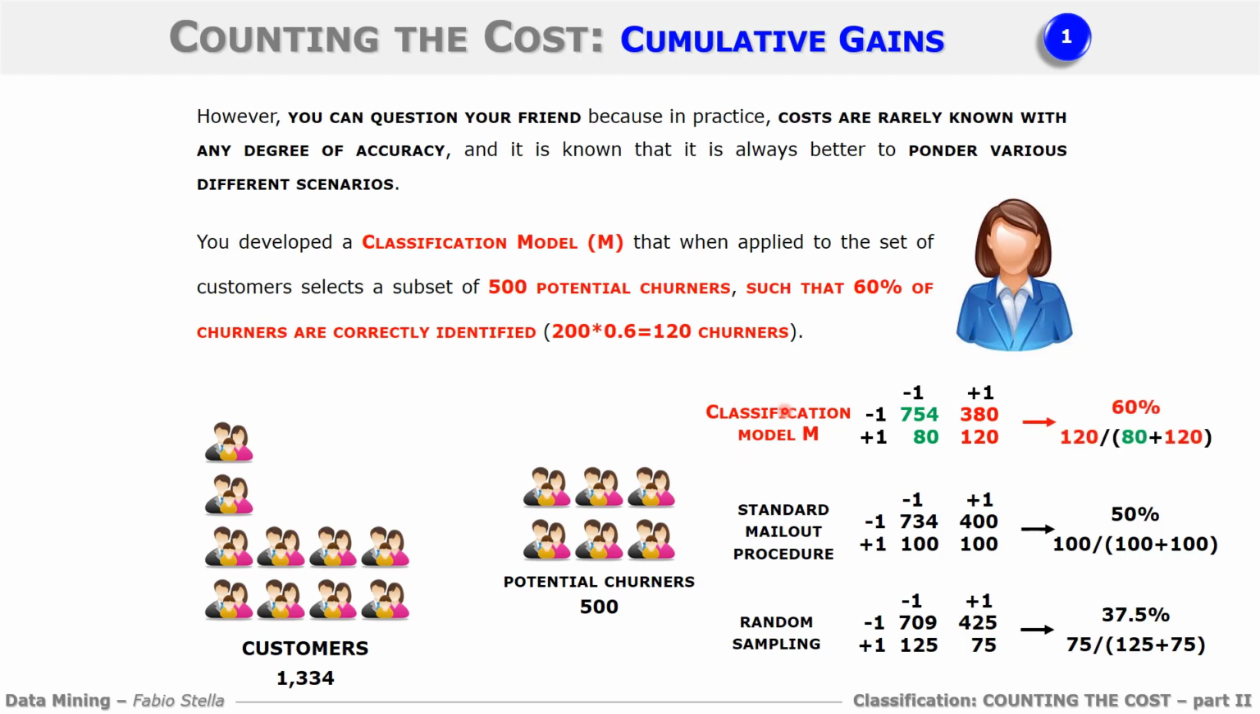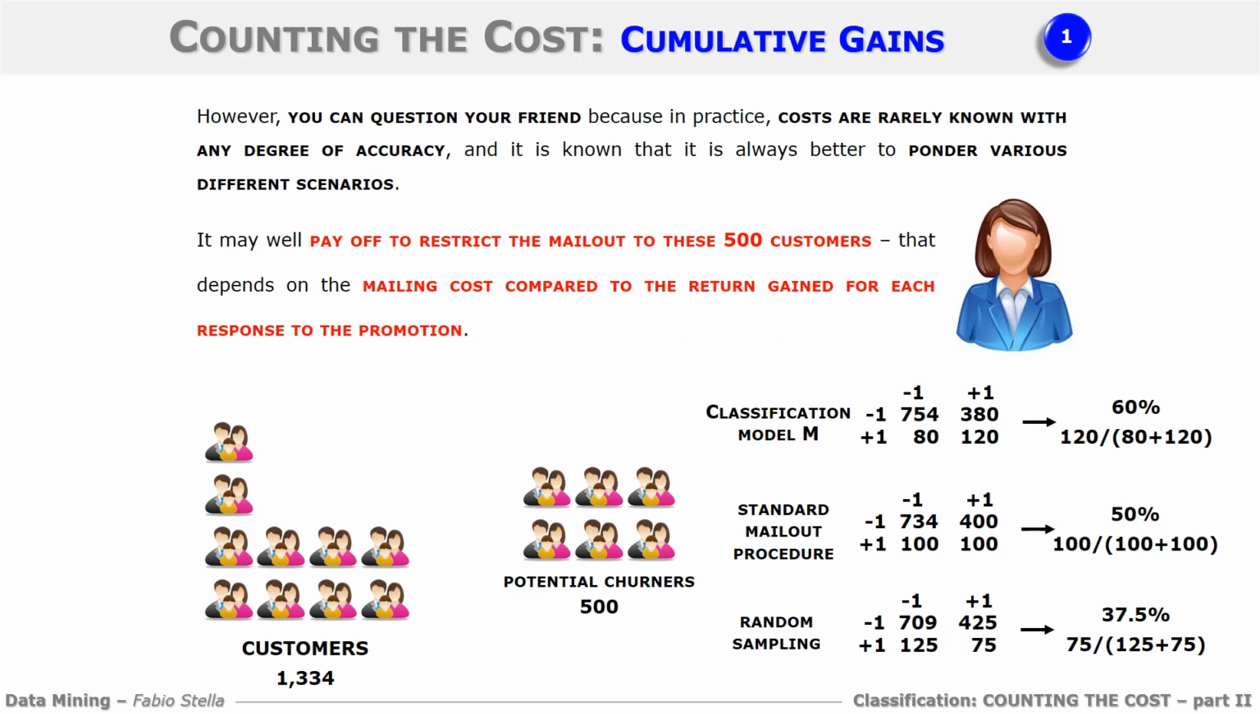If you apply the classification model capital M, then you will be able to correctly identify 60% of the churners. So you will include 120 churners into the potential churner subset, and 60% is the result of 120 correctly identified churners, so included into the potential churner subset, divided by the total number of churners, which is equal to 80, so the number of churners not included into the potential churner subset, plus the number of churners which are indeed included into the potential churner set.